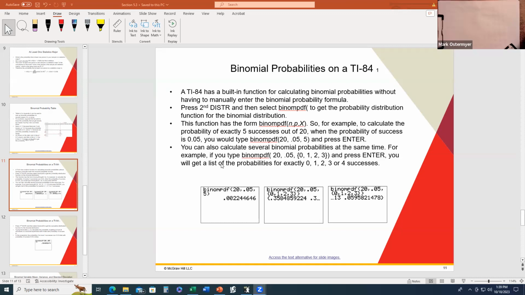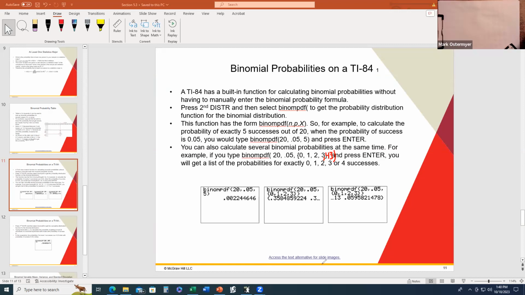Check this out. This is interesting. You can also calculate several binomial probabilities at the same time. For example, if you type binomial PDF 20, 0.05, and inside braces 0, 1, 2, or 3, well, they left out a 4 here, ladies and gentlemen, comma 4. Because if you do that, closed brace, closed parenthesis, you will be able to compute the probabilities of having exactly 0 successes, 1 success, 2 successes, 3 successes, or 4 successes here.